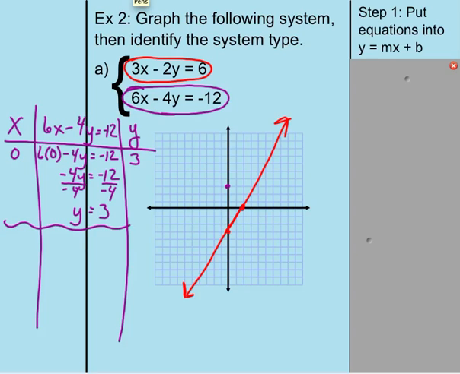And then solving for my x-intercept by substituting 0 for y. 4 times 0 cancels, leaving me with 6x equals -12. Dividing both sides by 6, we get x equals -2. So I'm going to plot the point -2, 0. Try and make my line nice and straight.